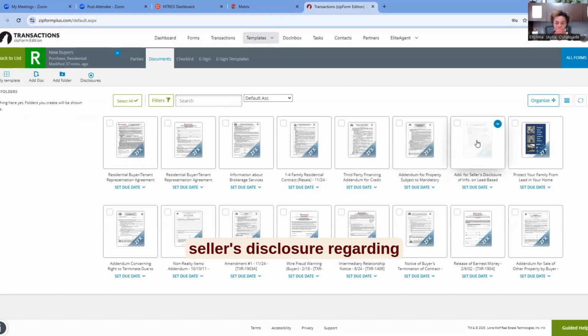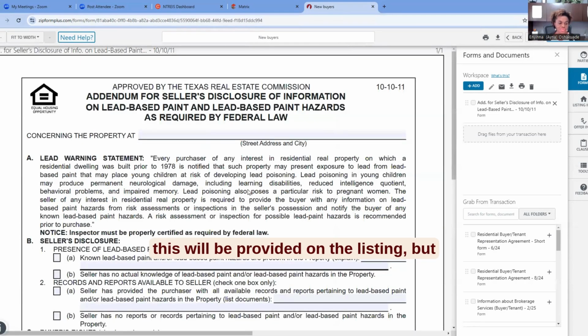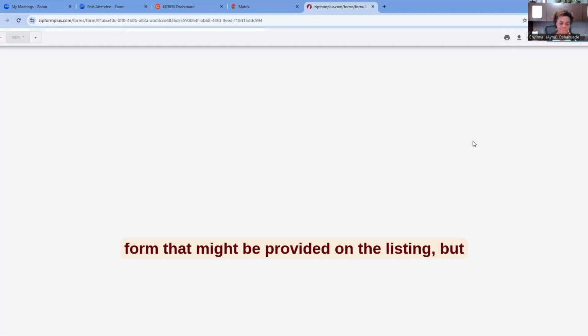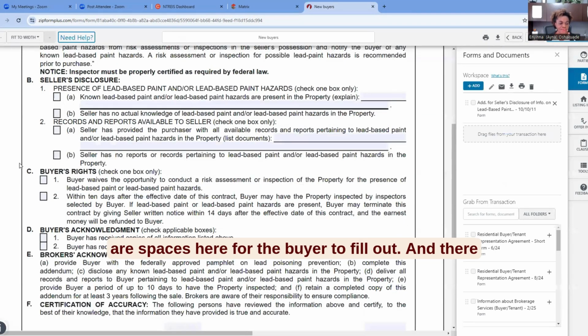The seller's disclosure regarding the lead paint form. Many times this will be provided on the listing, but sometimes it's not. However, as long as the property is built before 1978, there is some buyer information here to be filled out, whether the buyer waives the opportunity to conduct a risk assessment. So if the property is built before 1978, there are spaces here for the buyer to fill out.